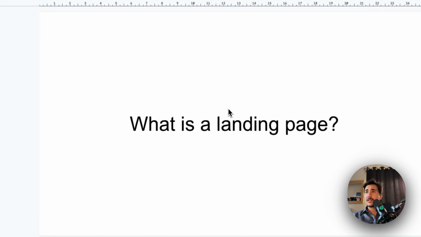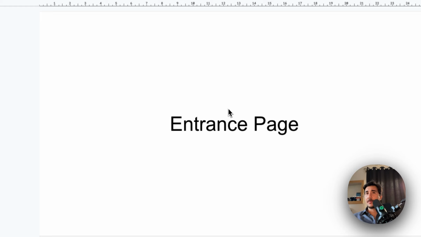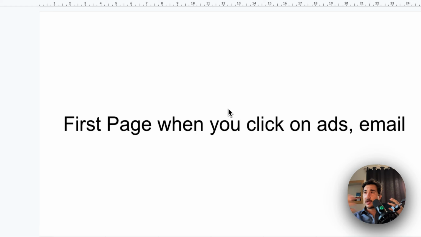So let's talk about what a landing page is. It's basically an interest page. Somebody just came from clicking on ads, or clicking an email, or marketing things. A home page is a little bit different because they have different goals. But a landing page is something where you have conversion goals and you want to focus on that.